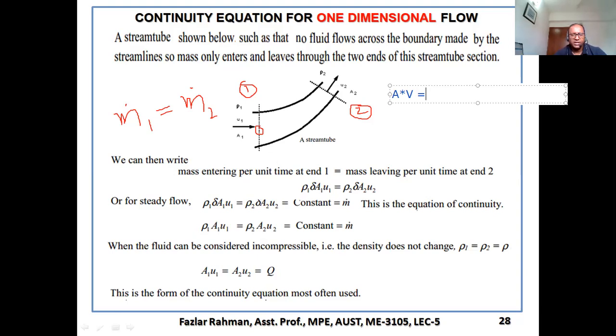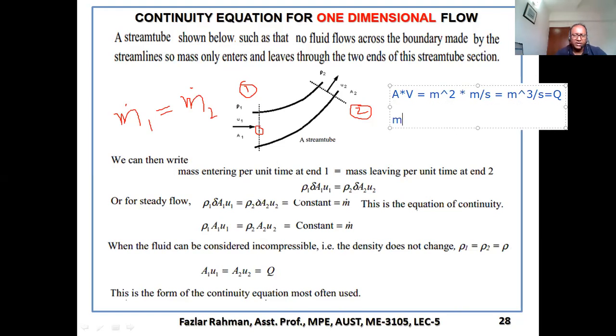The unit of area is meter squared, right? The unit of velocity is meter per second. So finally, you are getting meter cubed per second. That is called volume flow rate, or sometimes only flow rate. We express it by Q. Now, what will be the unit of Q? Meter cubed per second. But I need m dot 1.